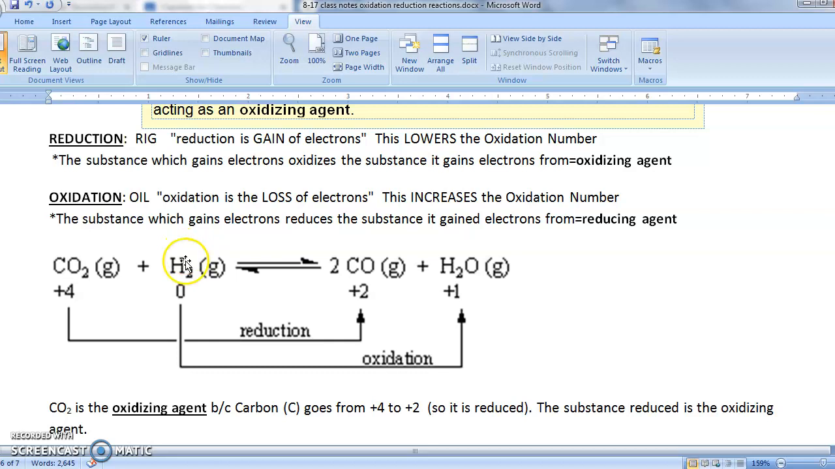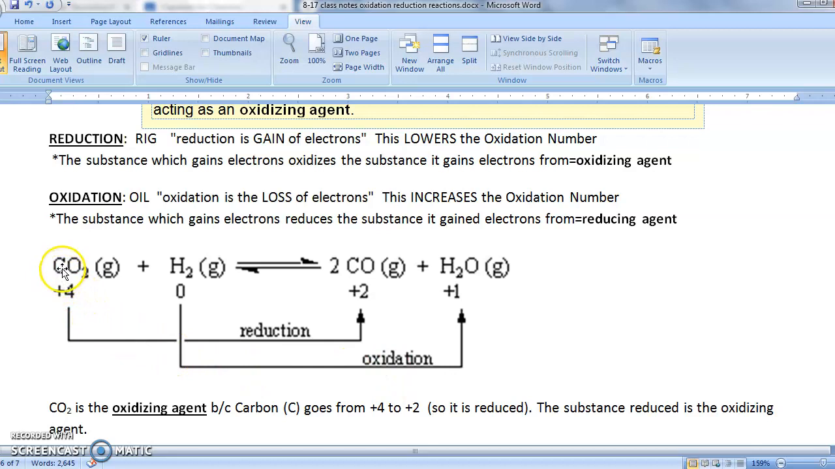So hydrogen by itself here is 0. Oxygen has left the carbon dioxide and joined the H2 to form water. The oxygen here is a -2, which means the hydrogens have to add up to +2. We have 2 hydrogens adding up to +2, so each hydrogen is +1. Hydrogen went from 0 up to +1. Its number increased. It lost control of an electron. Each of these hydrogens lost control of an electron. OIL is loss. The hydrogen was oxidized.